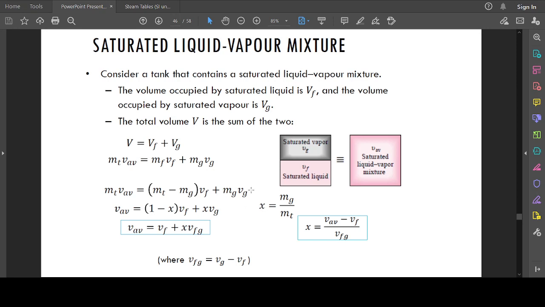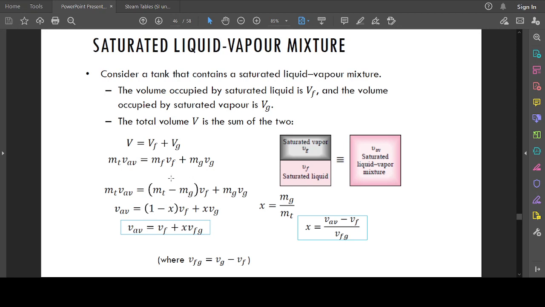Now we use this to replace Mf in this equation, and the equation is expressed in this form. Now, if we know that the quality is the mass of the gas divided by the total mass, then we can make the mass of the gas the subject of formula. Then it becomes Mg is equal to x times Mt. Now, if we plug that into this equation, wherever we see Mg, we replace it with x Mt.